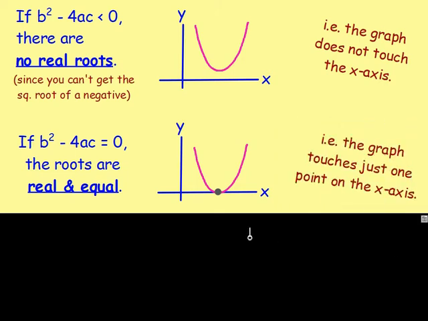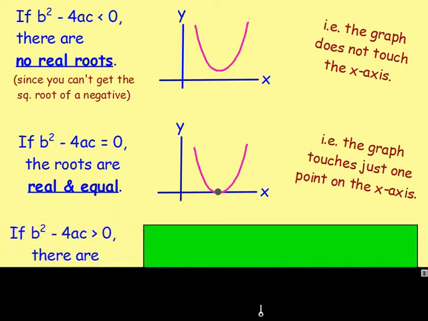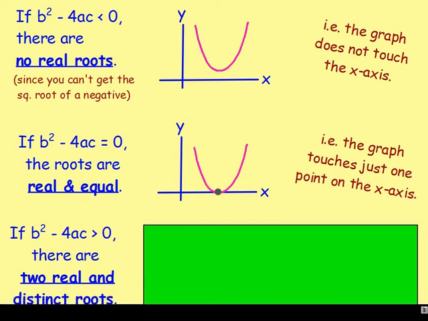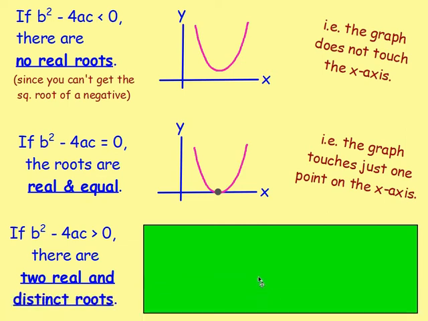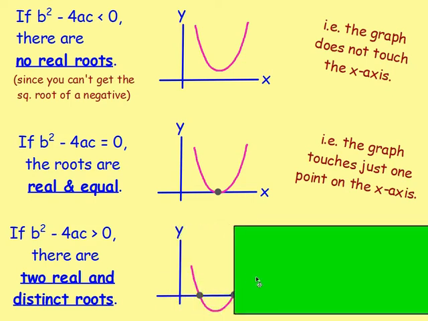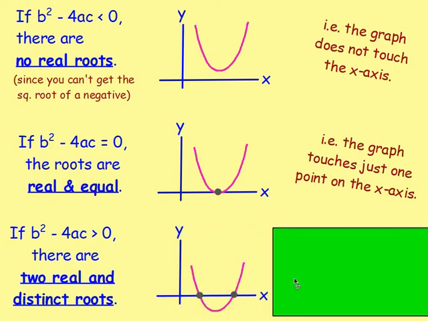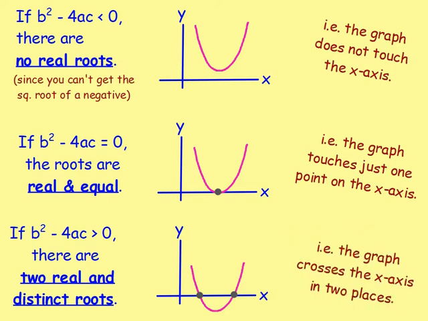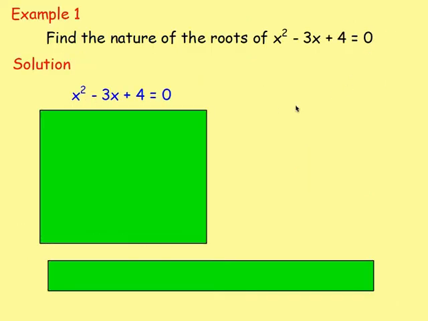And if you work out b squared minus 4ac and you get something bigger than 0, then it means there are two real and distinct roots. And if you graph that, the graph will touch the x-axis in two different places, as you can see there. Again, that's just some previous knowledge. Let's start off with some easy examples, and then go on to some harder ones. I've done quite a few for this, because it is an important part of the higher course.